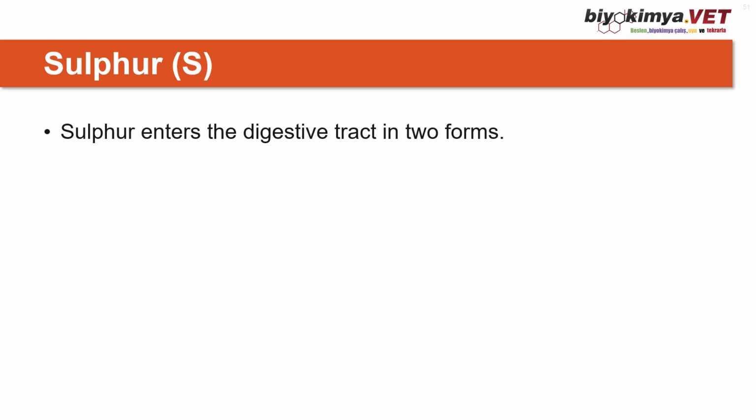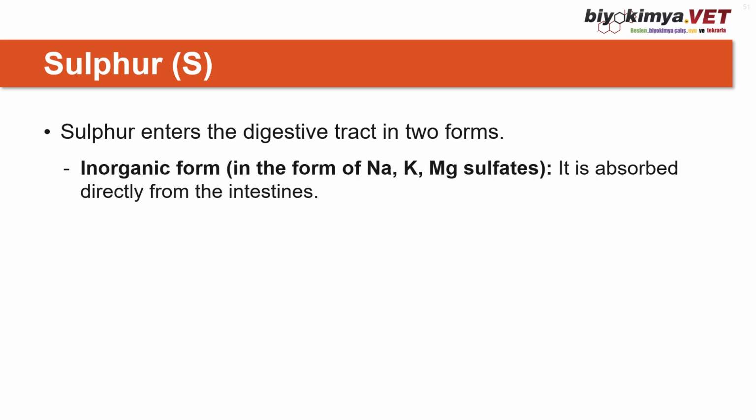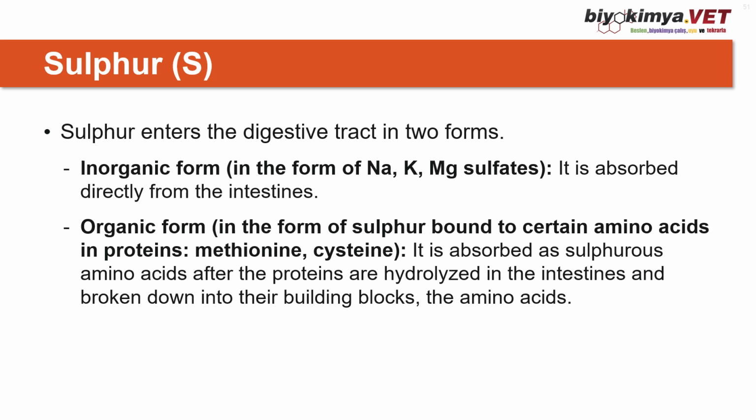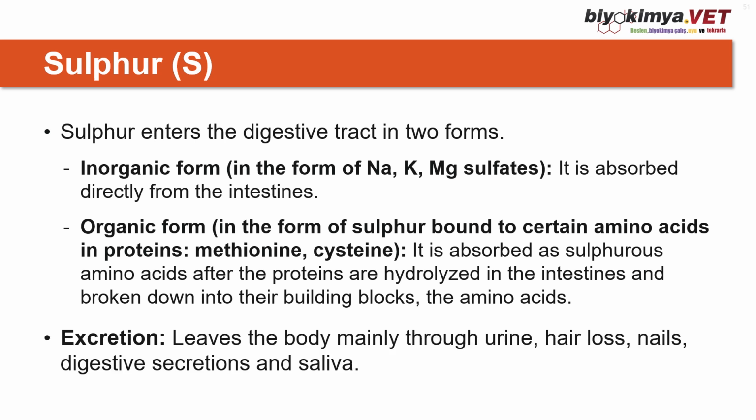Sulfur enters the digestive tract in two forms: the inorganic form and the organic form. The inorganic form, which means sodium, potassium, magnesium sulfates, is absorbed directly from the intestines. The organic form is sulfur bound to certain amino acids in proteins, and these are methionine and cysteine. The organic form is absorbed as sulfurous amino acids after the proteins are hydrolyzed in the intestines and broken down into the building blocks, the amino acids. And sulfur leaves the body mainly in urine, and also through hair loss, nails, digestive secretions, and saliva.